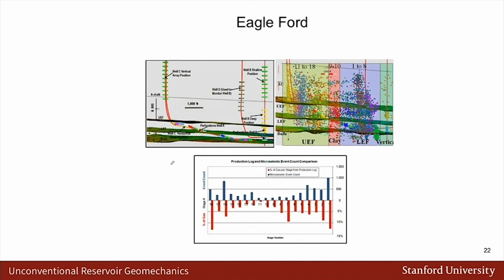And of course, this example we've seen before, this very clay-rich zone at the top of the lower Eagle Ford, which of course is not very brittle, produced very few microseismic events, and was not producing very much gas. So well steering, of course, is not only trying to put you in the best formation, but is also trying to avoid the poorest formations for hydraulic fracturing.